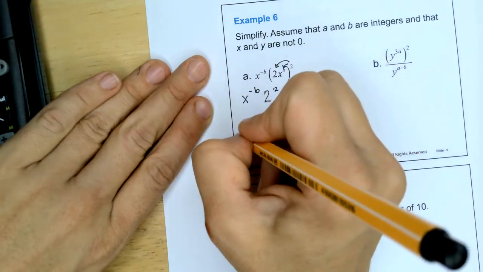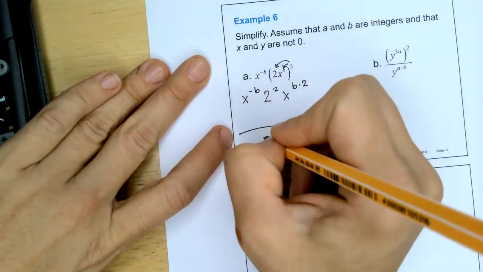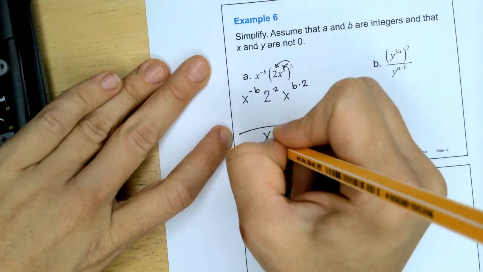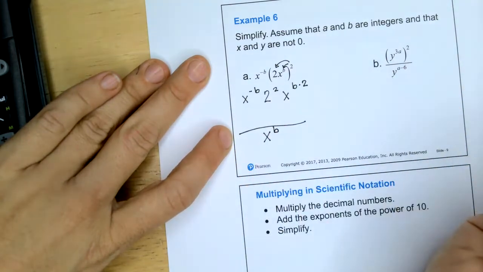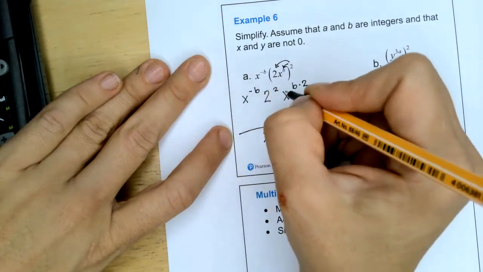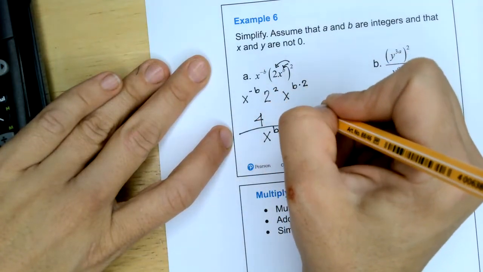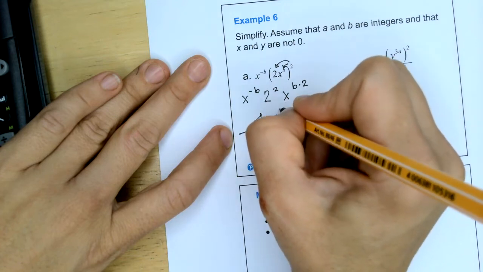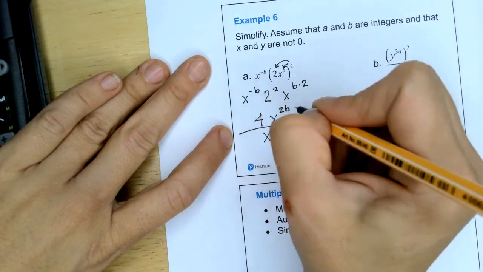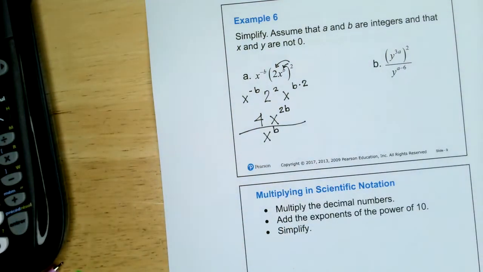Now, I am going to think about a fraction because this is a negative b. So I'm going to put x to a positive b on the bottom. I'm just going to move that immediately. 2 squared is 4. And then x to the power of b times 2 is the same as x to the power of 2b. Good.